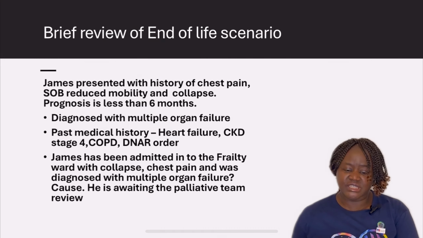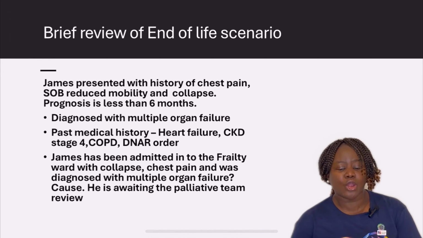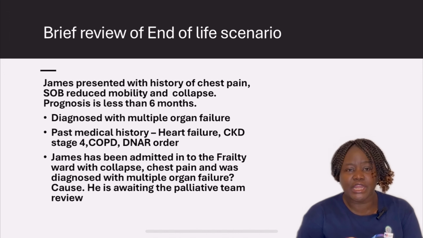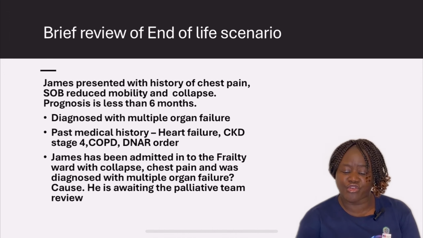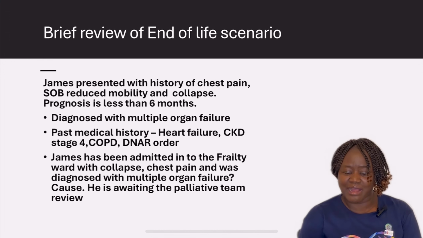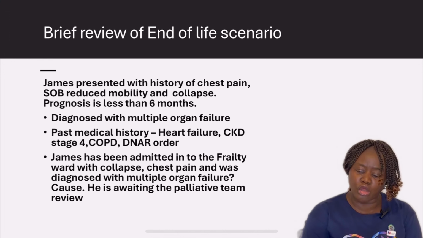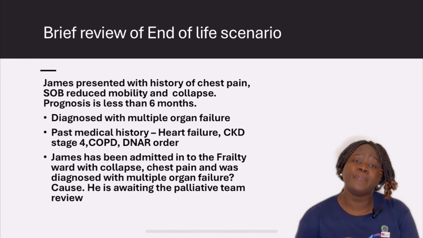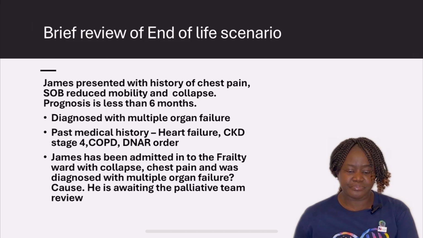So we have the scenario taken from the assessment. James presented with a history of chest pain, shortness of breath, reduced mobility and collapse. Prognosis is less than 6 months. Diagnosed with multiple organ failure, with a past medical history of heart failure, chronic kidney disease stage 4, COPD, and has a DNAR order in place. James has been admitted into the frailty ward with collapse, chest pain, and was diagnosed with multiple organ failure, cause queried. He is awaiting a review by the palliative team.